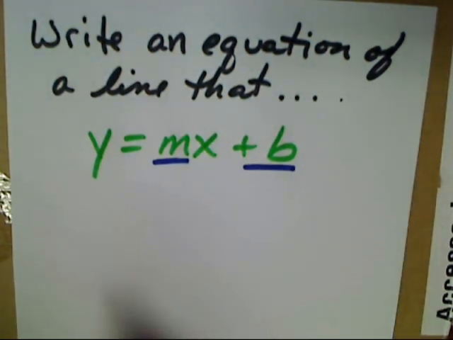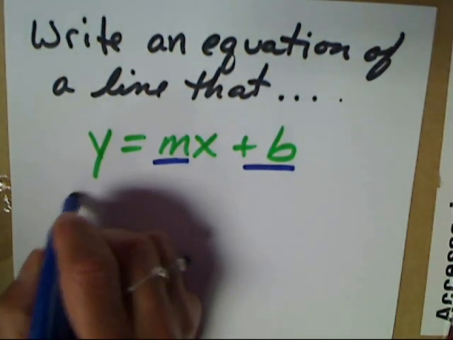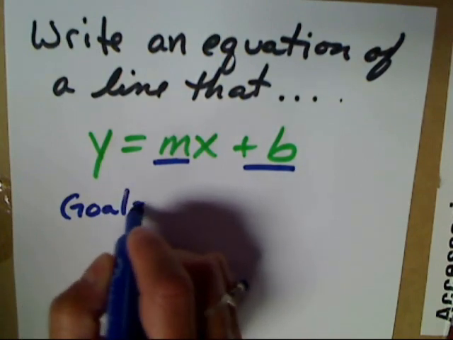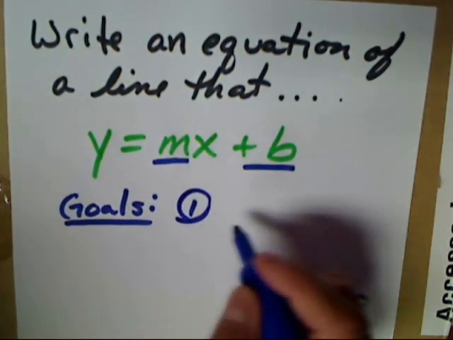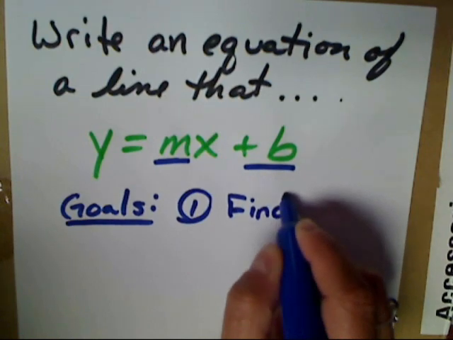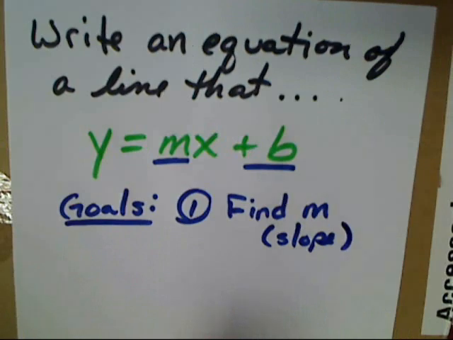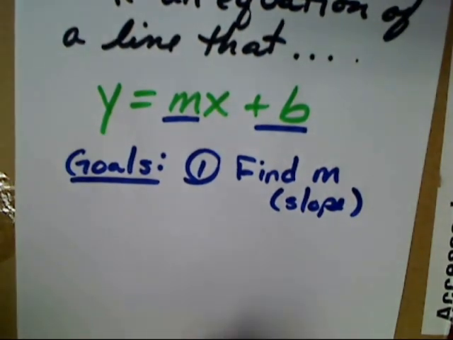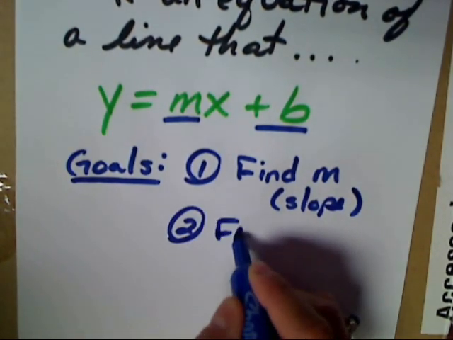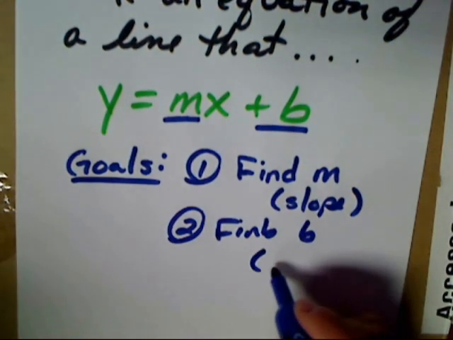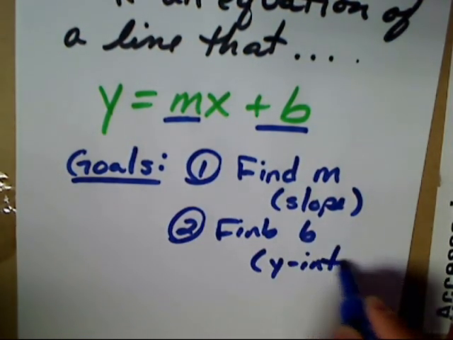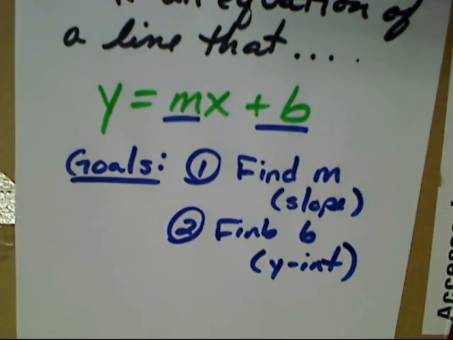So whenever it says write an equation of a line, that tells us that we have two goals. Our first goal is to find m, the slope. The second goal is to find b, the y-intercept. Those are our two goals whenever the directions say write an equation of a line. Sometimes it starts off kind of easy. So this is the process.